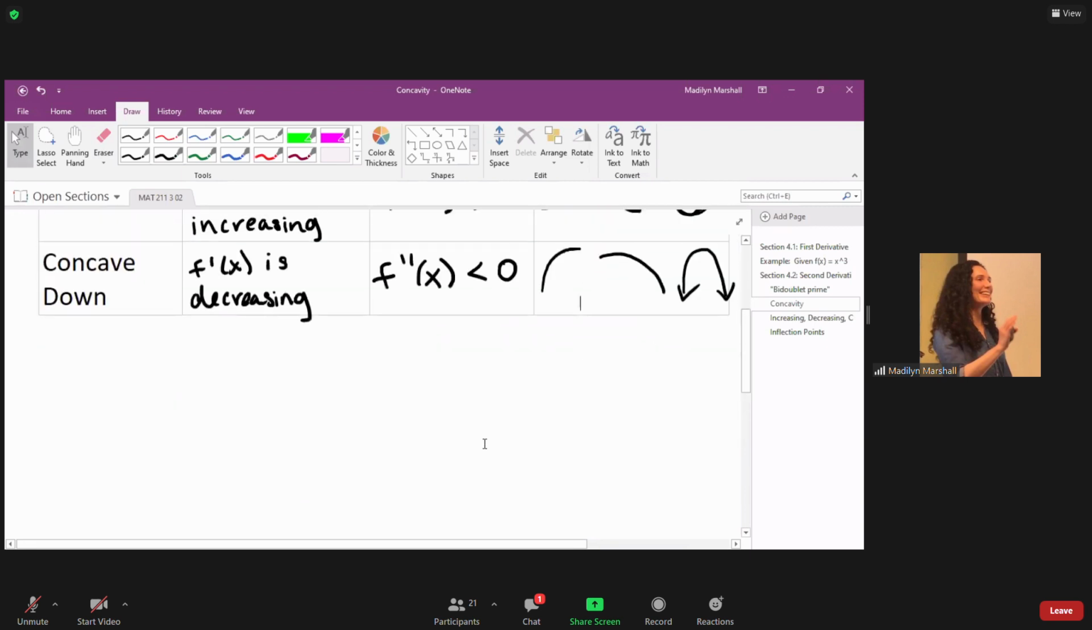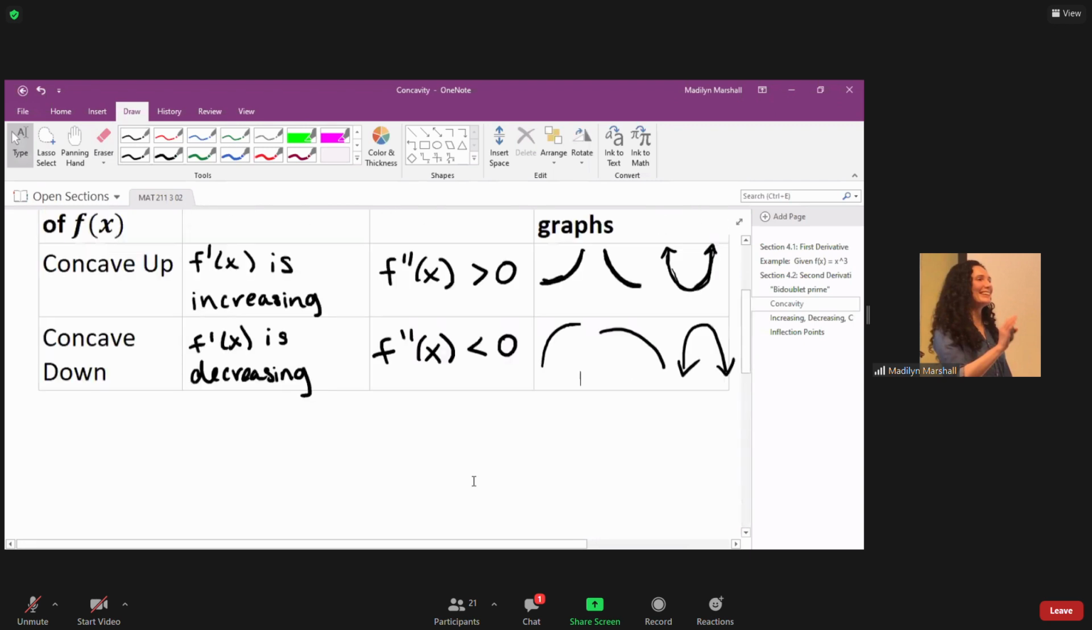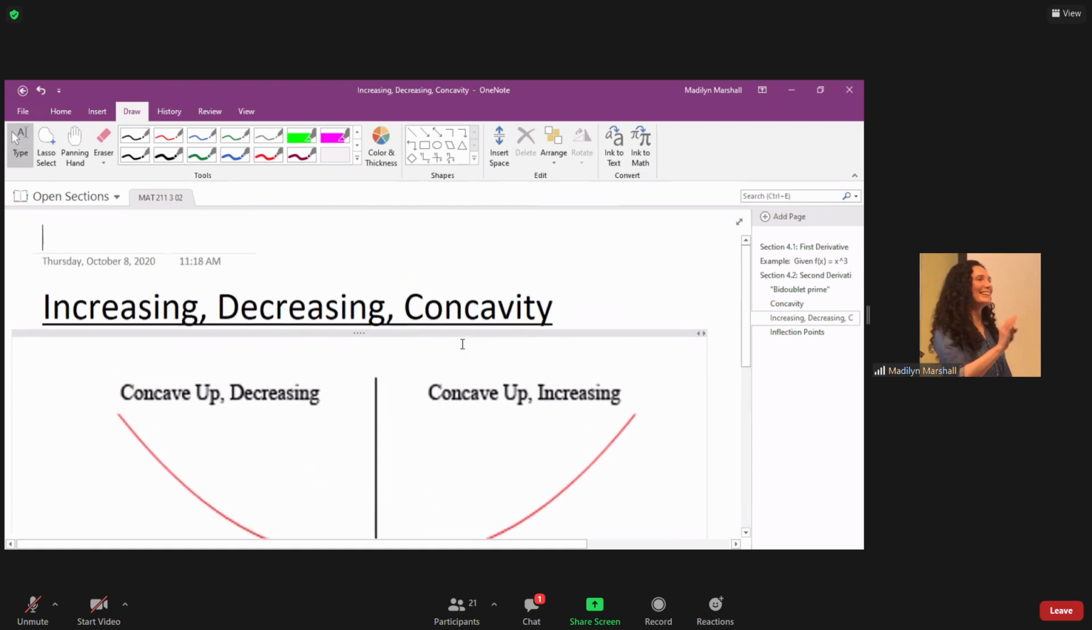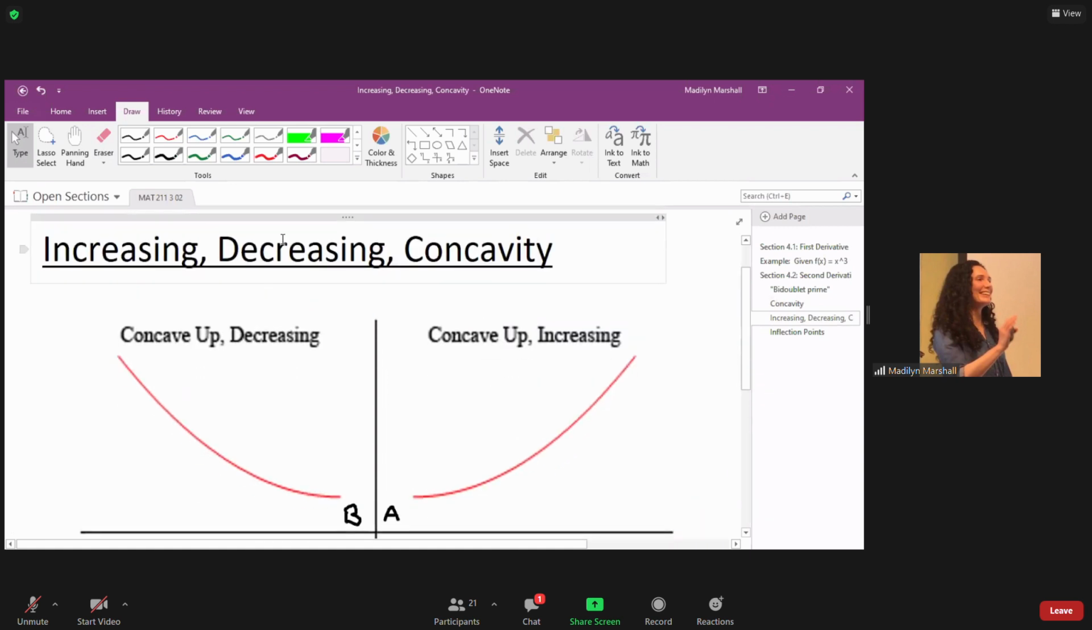So let me make sure, okay. I'm going to put up another sort of chart to get a little more practice with all of this increasing and concavity stuff. So the relationship between increasing, decreasing, and concavity.